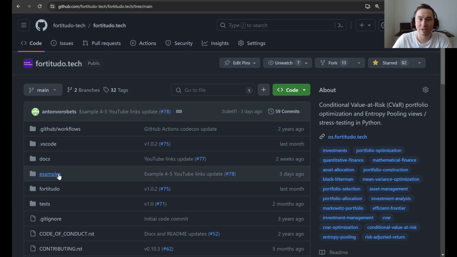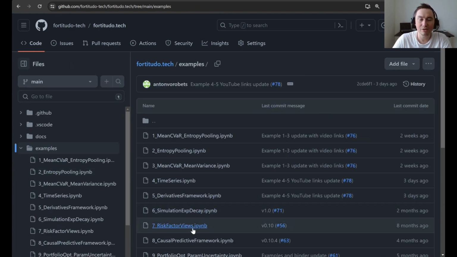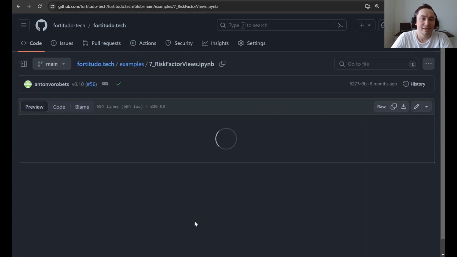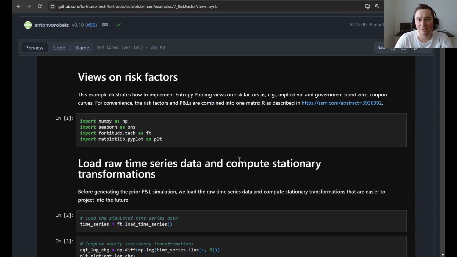As usual, we start at the front page of the repository and then navigate to examples. And here you see that example number 7 is called risk factor views. This example is not the accompanying code to any article, but it refers to the entropy pooling article to give you an understanding of how we build this matrix R that can contain both returns and risk factor simulations.